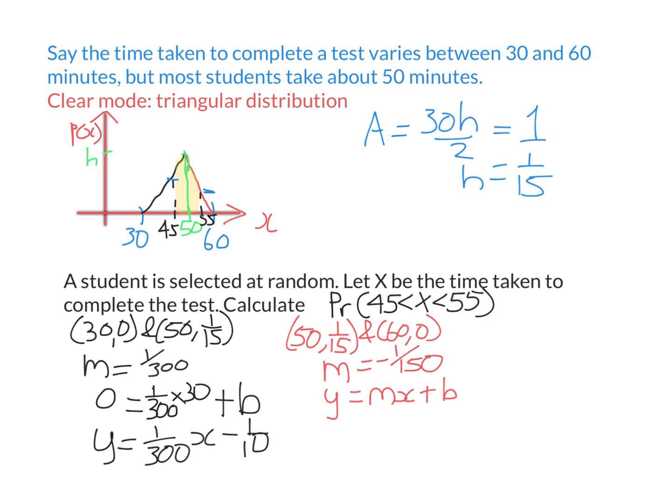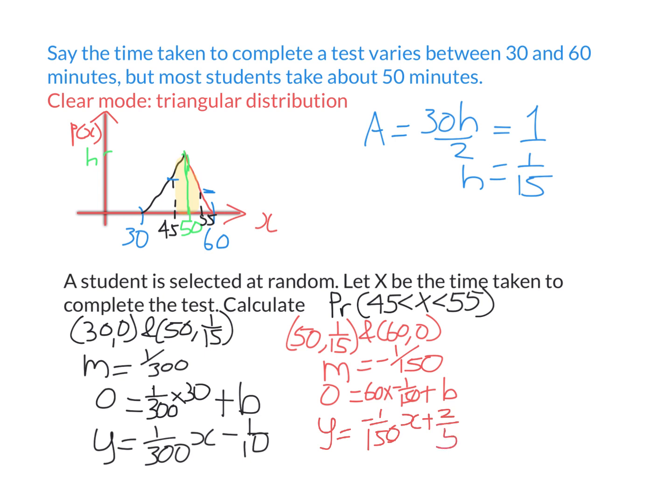To find the equation of the line, I'm going to substitute m for negative 1/150, and x and y from a point. I'm going to choose x = 60, y = 0. So if I solve this equation for b, I get b is positive 0.4 or 2/5. So the equation of the line is y = mx + b.